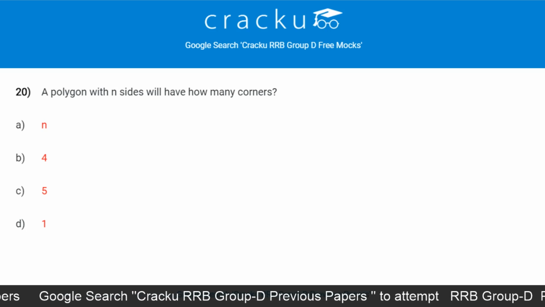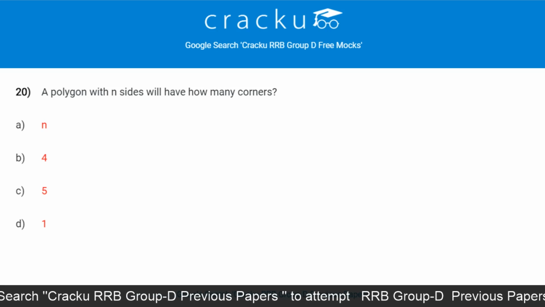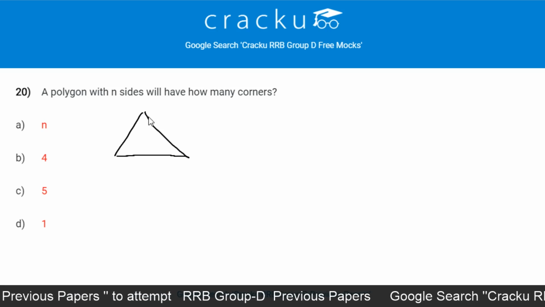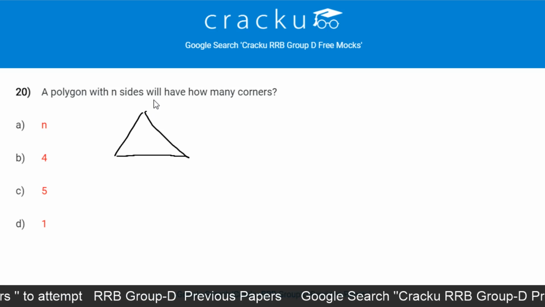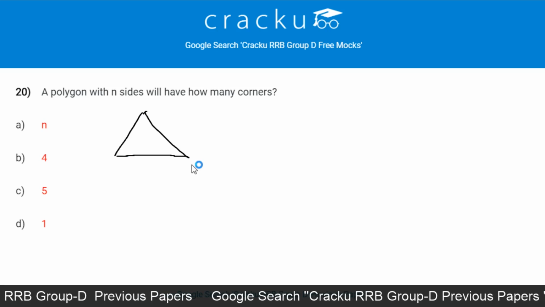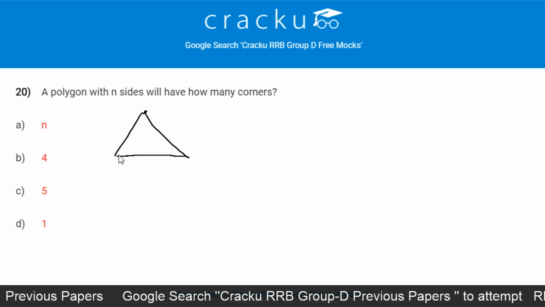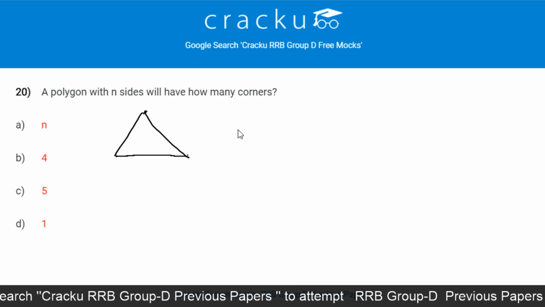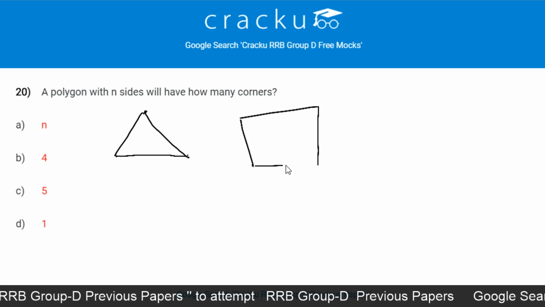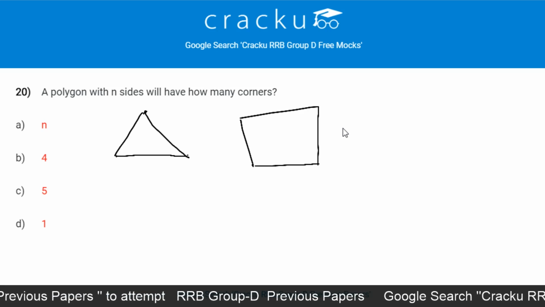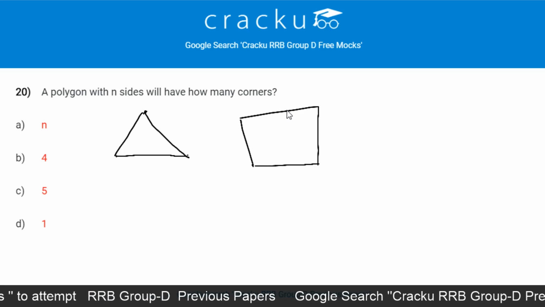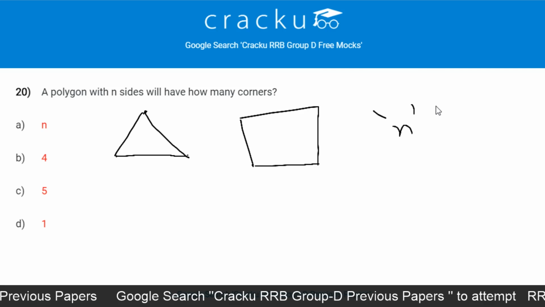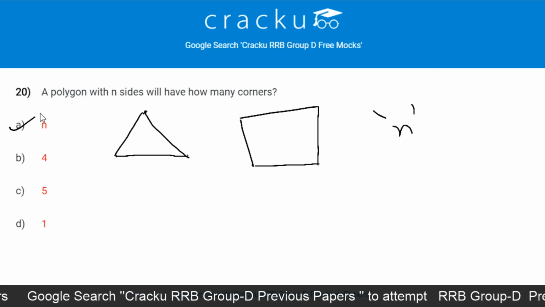Next question. A polygon with n sides will have how many corners? Let's take the example of triangle first. In a triangle, it has got 3 sides and 3 vertices. Each vertex is also called a corner. Similarly, for a 4-sided quadrilateral, how many corners will be there? 4 corners. Similarly, for an n-sided polygon, the number of corners is equal to the total number of sides. So the answer for this question is option A, n.